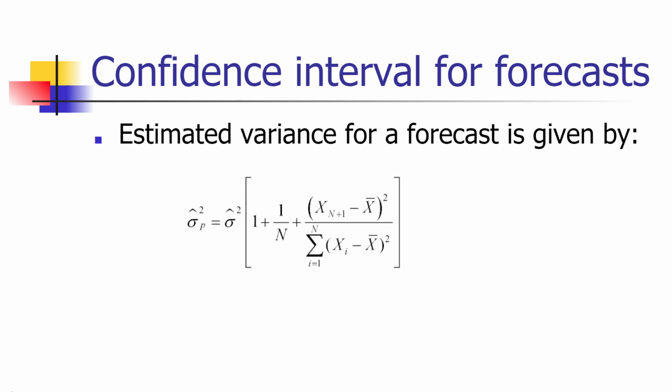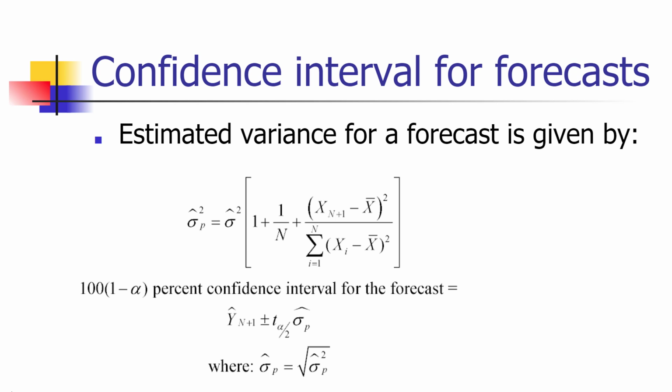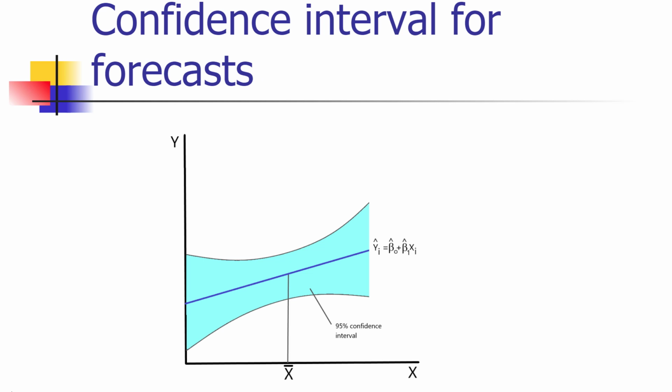So when that term is 0, the variance is just given by sigma hat squared times 1 plus 1 over n. And the further you get away from the sample mean, the larger the variance would be. So the shaded area represents a 95% confidence interval, which is smallest right at the mean, and the further you get away from this, the larger the variance in your predictions.